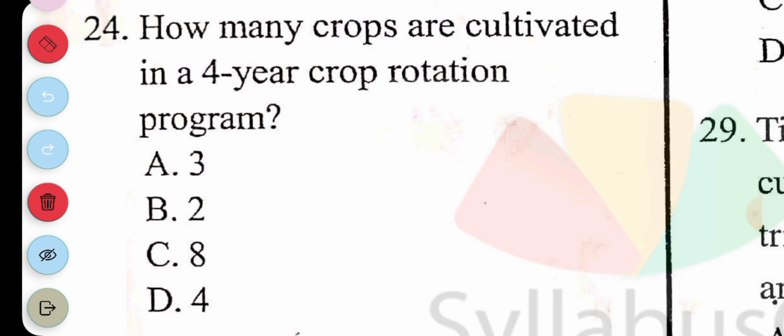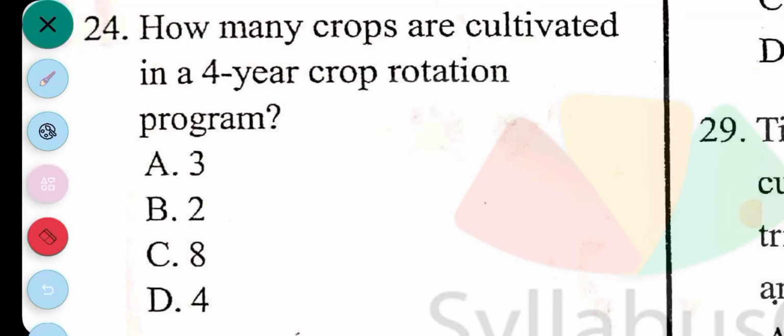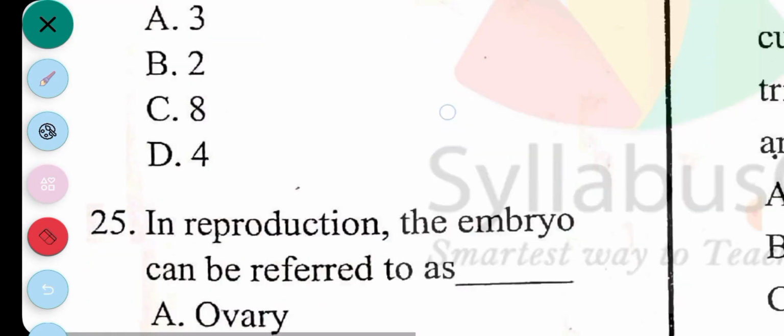Question 24. How many crops are cultivated in a 4-year crop rotation program? So the answer to question 24 is D. You need 4 crops for a 4-year crop rotation program.